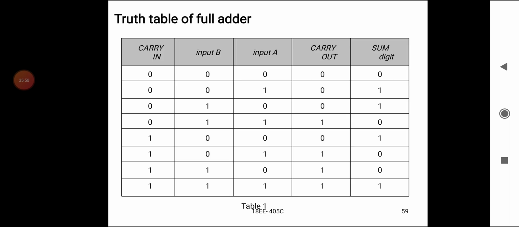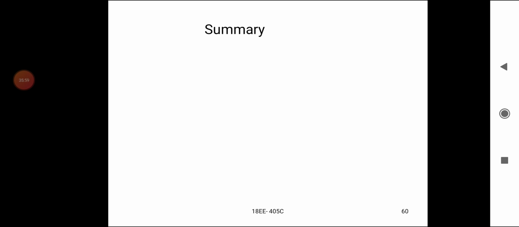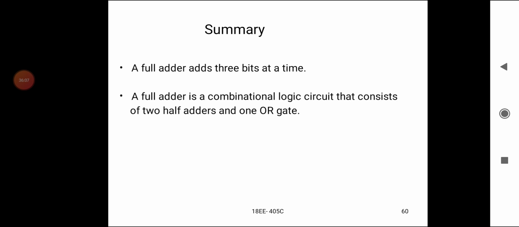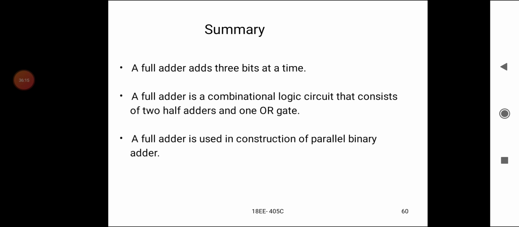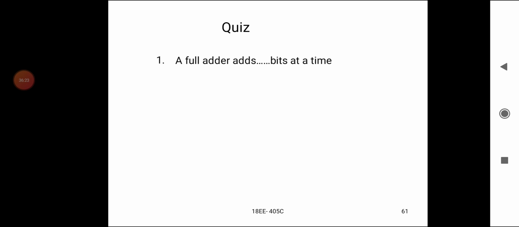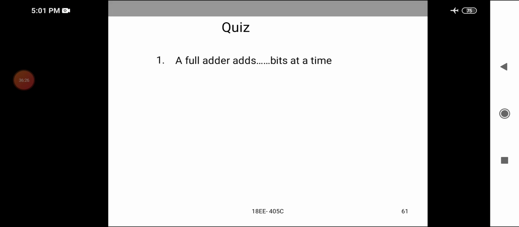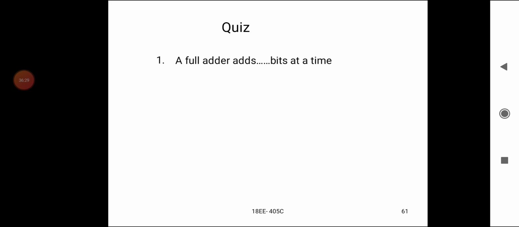The truth table of full adder is shown in the slide. Summary: a full adder adds 3 bits at a time. A full adder is a combinational logic circuit that consists of 2 half adders and 1 OR gate. A full adder is used in construction of a parallel binary adder.